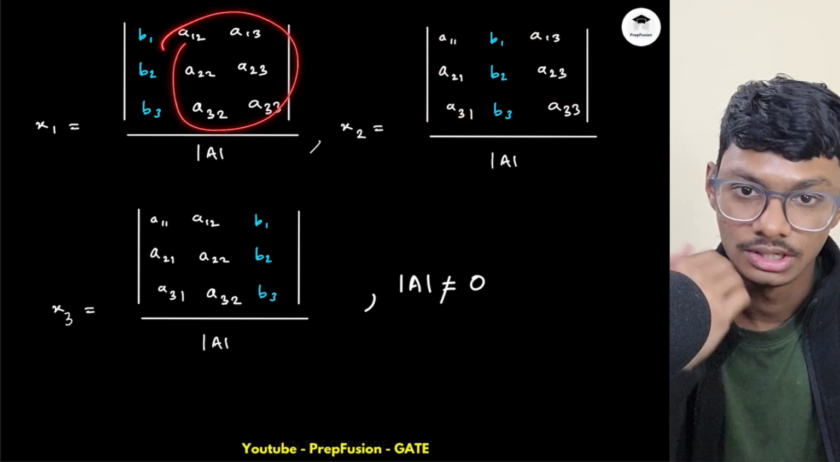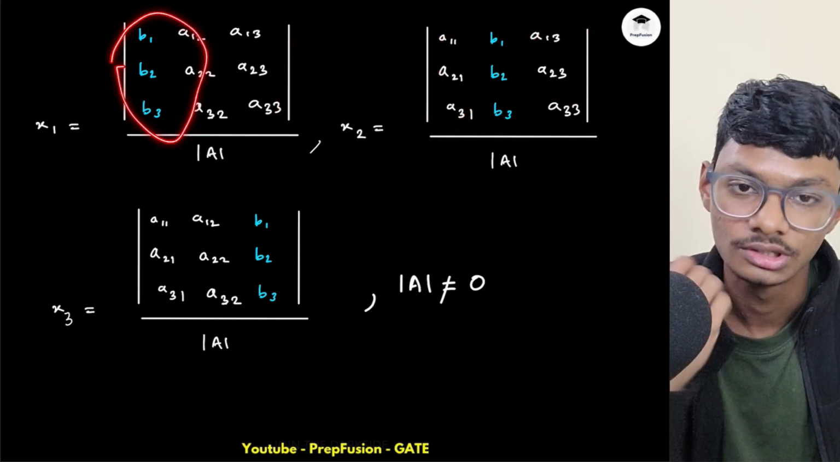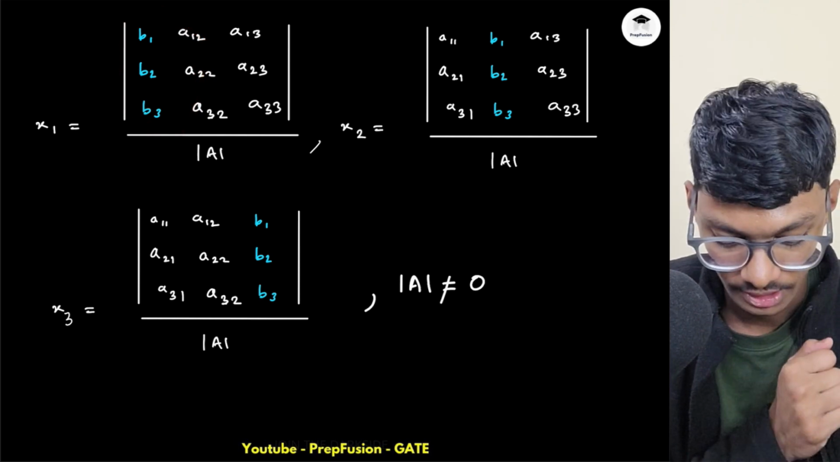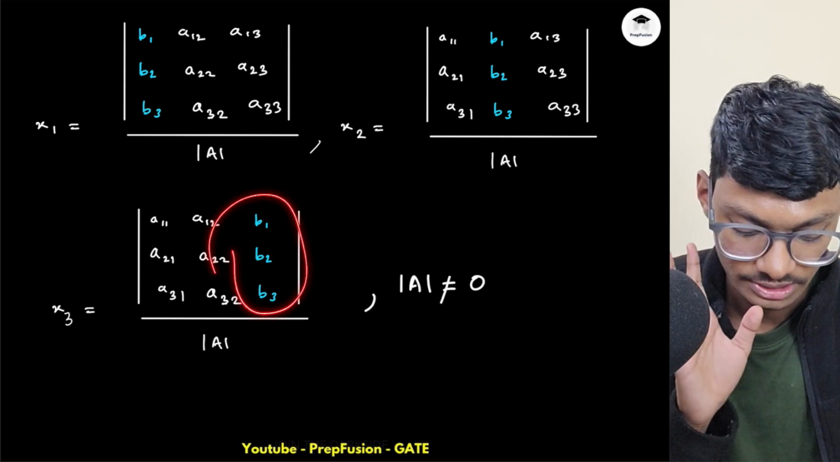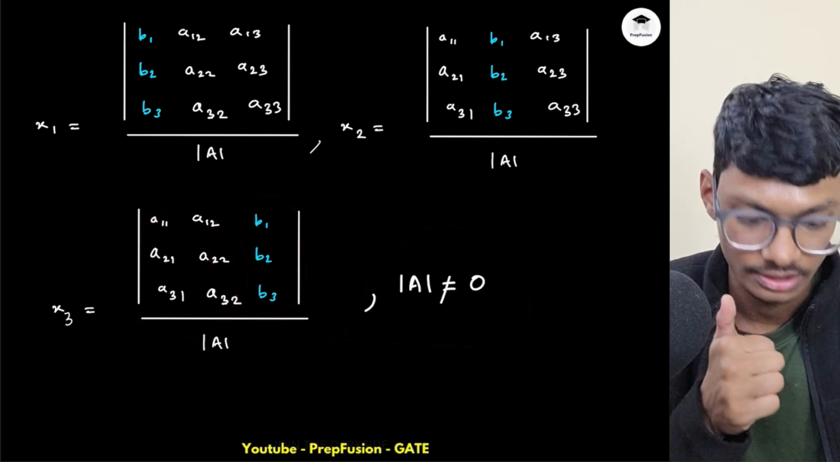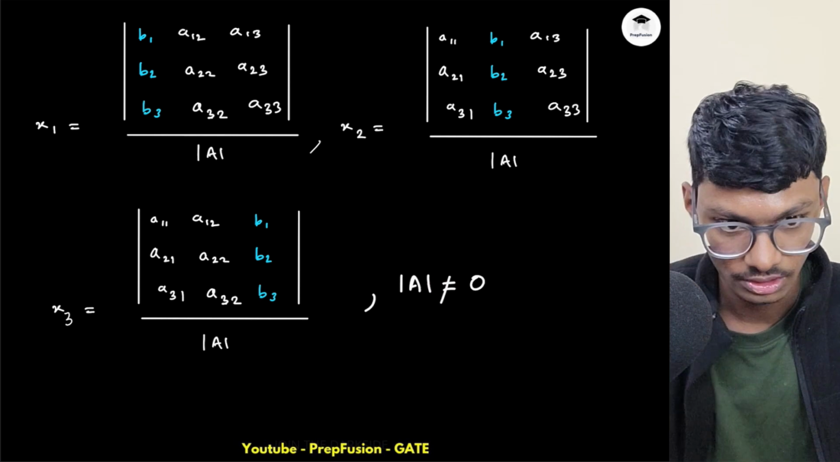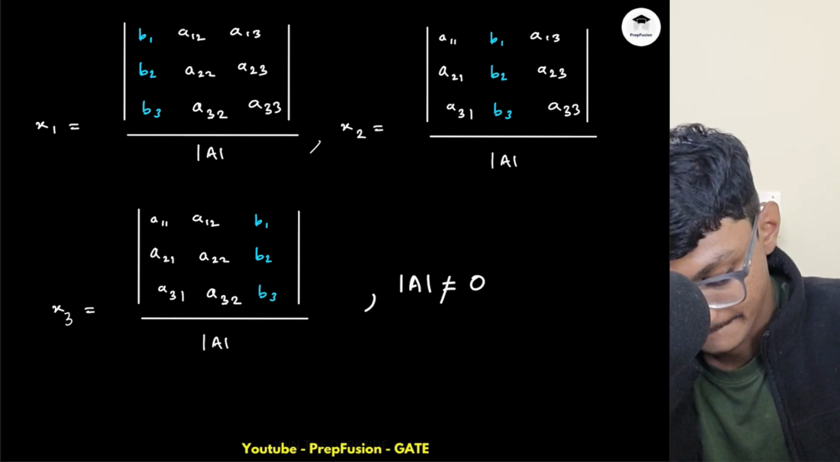This is basically the coefficient matrix, just with a twist. And for the third unknown, we change the third column with the constant matrix, keeping the other two columns the same. And the determinant of A should not be equal to zero.